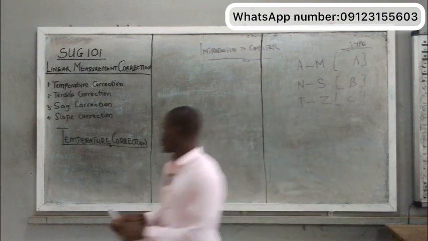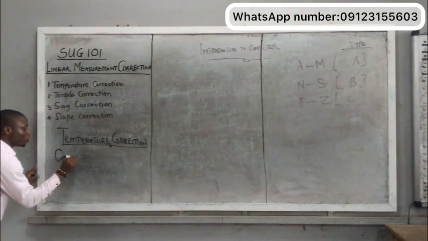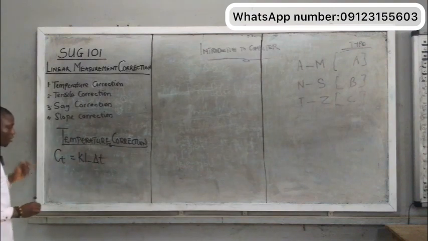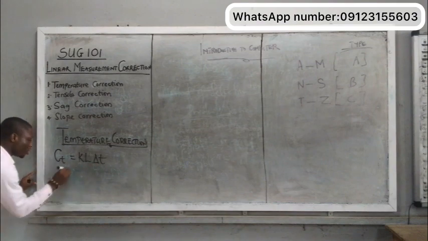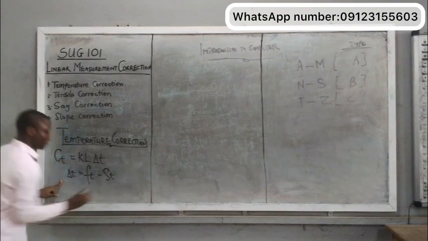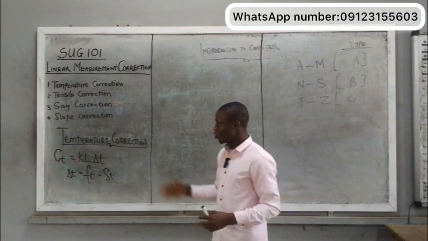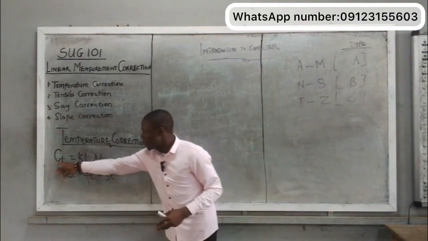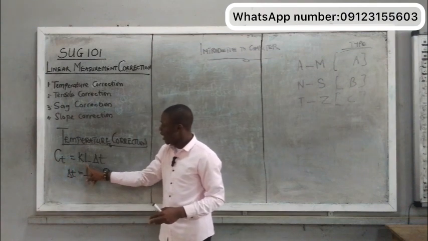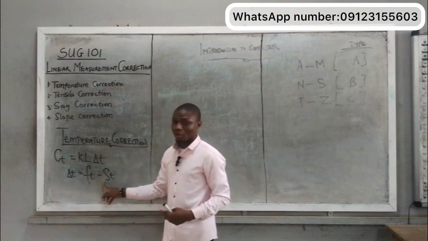Let me give you the formula for this: Ct is equal to K L ΔT, where ΔT is equal to FT minus ST. This is the formula to solve problems under temperature correction. Ct simply means temperature correction, equal to K L ΔT, where ΔT is equal to FT minus ST.